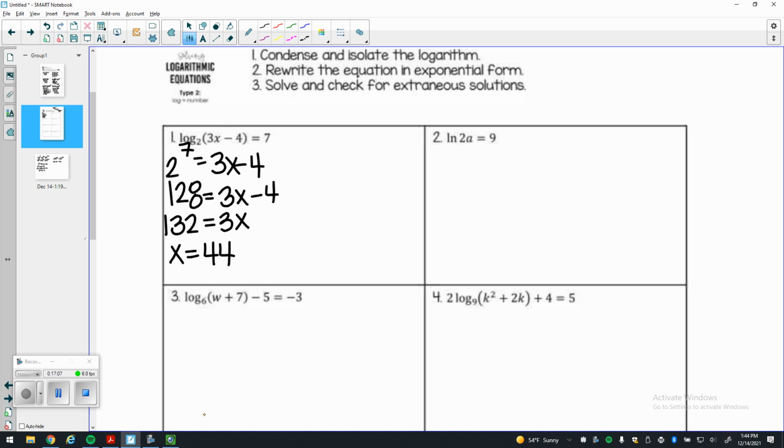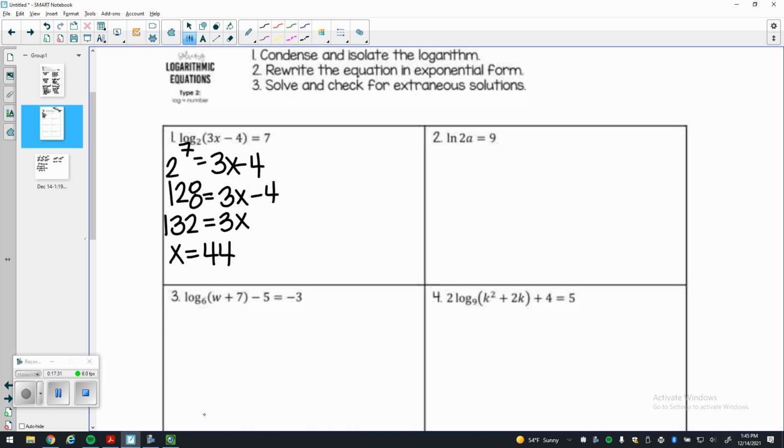So here's what you need to do in your calculator. You have to do it this way, because you cannot just use your calculator the way you normally would. You need to plug 44 in wherever there is an x. So you're going to do 3 parentheses 44 minus 4. So everybody get 128.